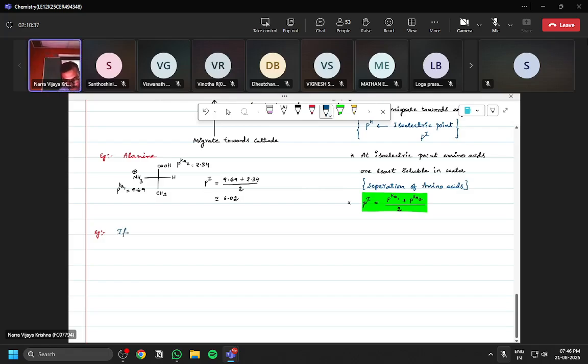If an amino acid has an ionizable side chain, then the isoelectric point is the average of pKa values for similar ionizing groups. Similar ionizing groups.